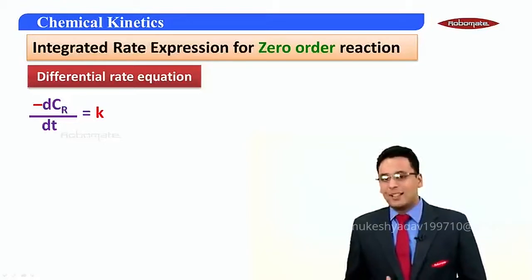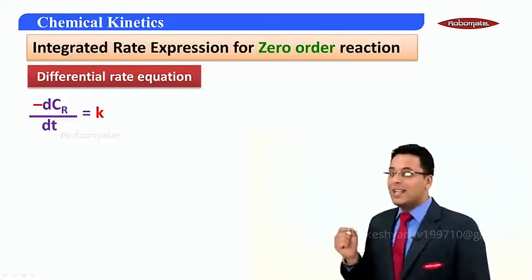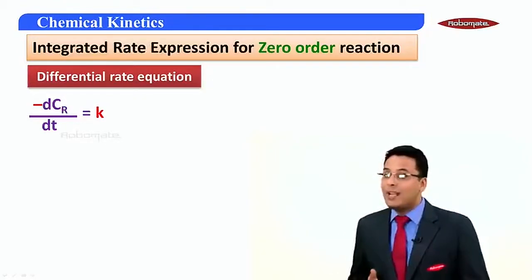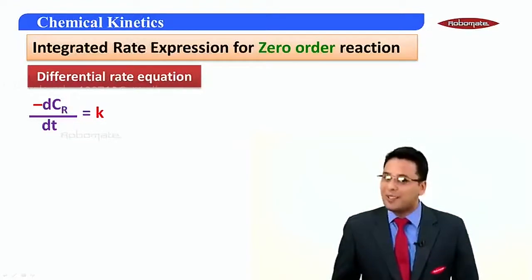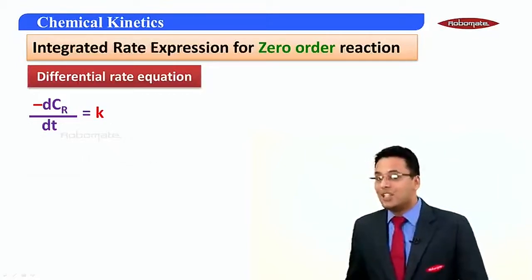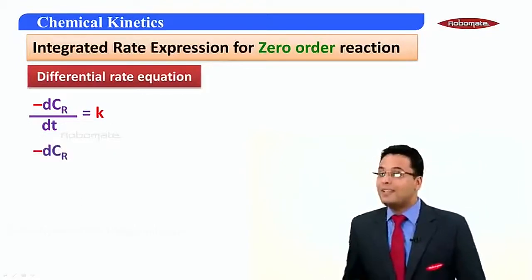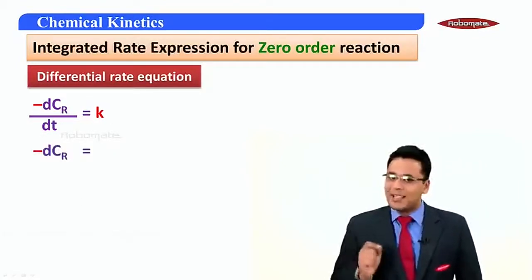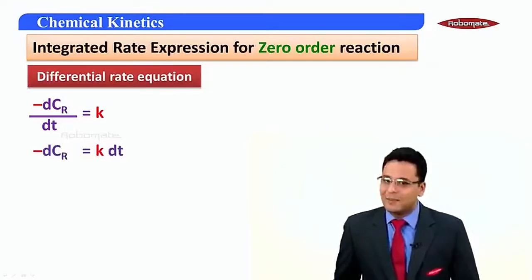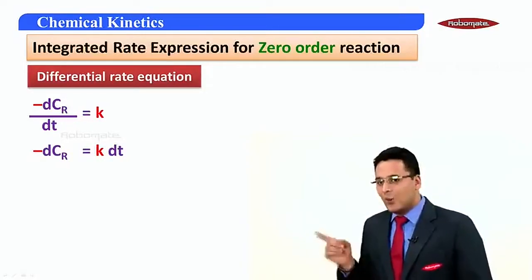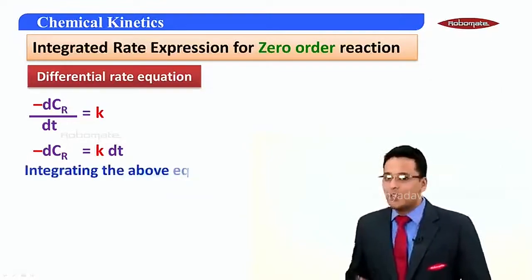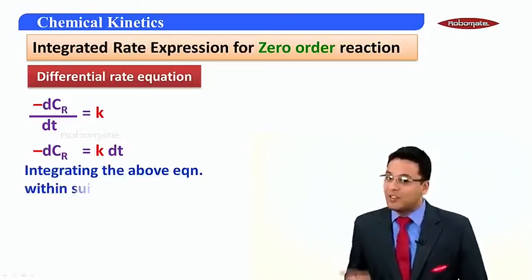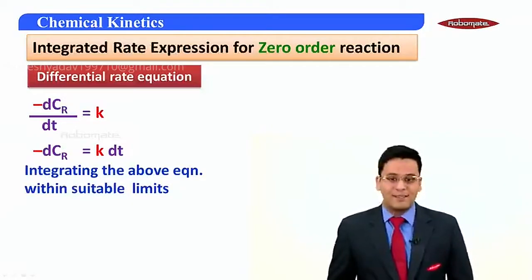Before we integrate this expression, I will need a differential term on both the sides of equal to, so I can rearrange this equation as minus dCr is equal to k into dt. Now here we have differential term on both the sides of equal to. So let us integrate this equation within suitable limits.